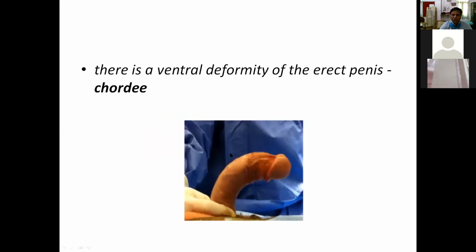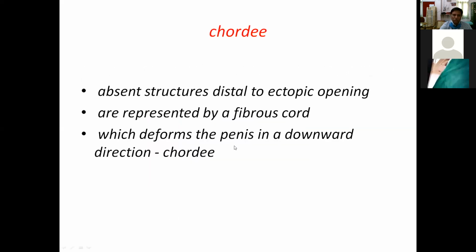Then there is ventral deformity of the erect penis because of the fibrous tissue here. It curves down in erection. This is chordee. Chordee is due to absent structures distal to the ectopic opening, represented by a fibrous cord which deforms the penis in a downward direction, which is called chordee.